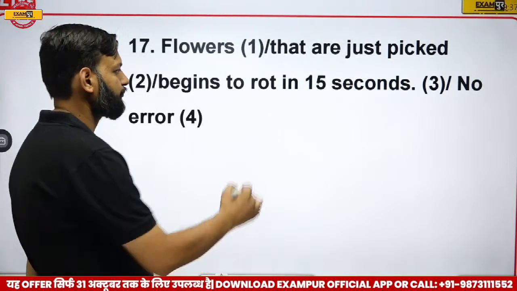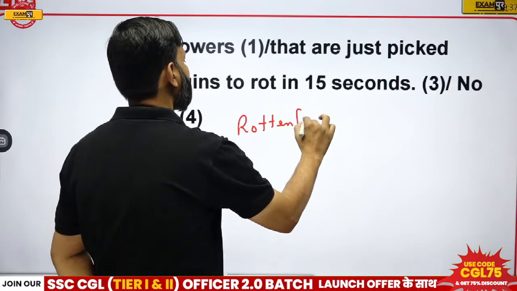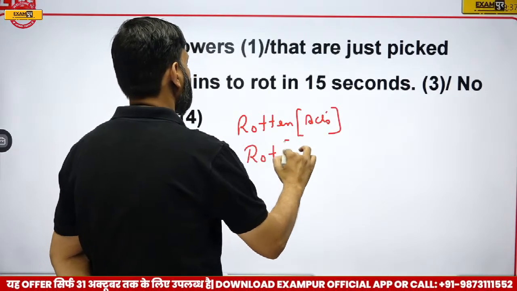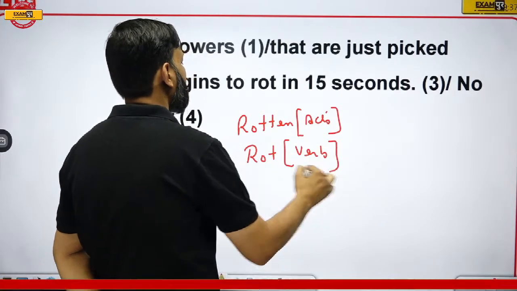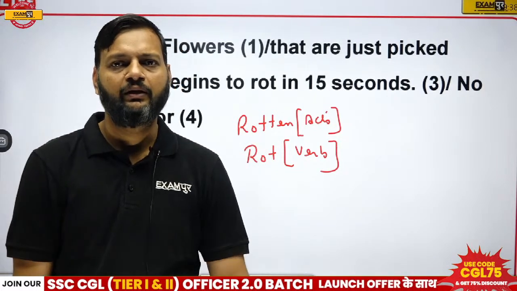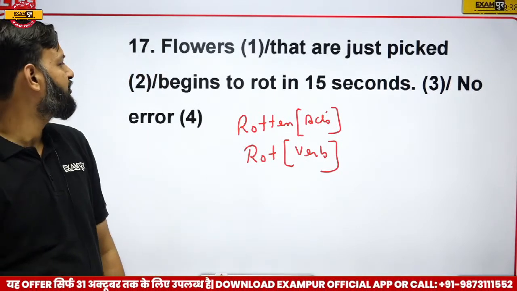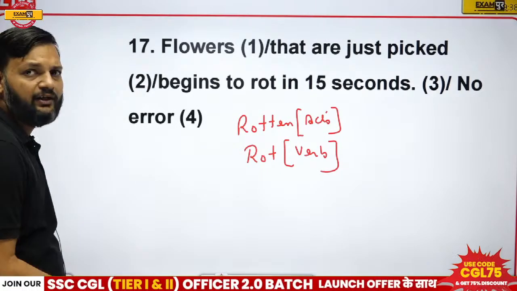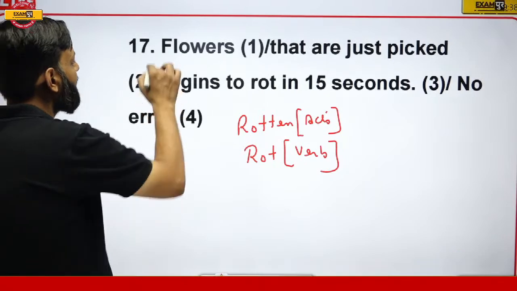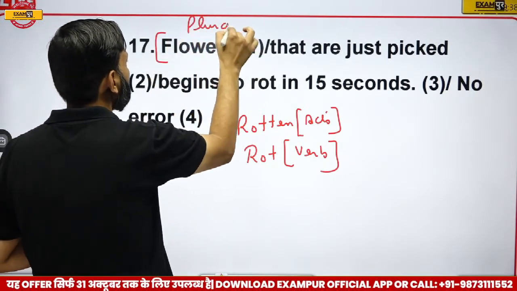See, rotten is an adjective, whereas rot is a verb. Okay, we all know the meaning of rotten. So, flowers that are just picked begins. Now the error is very simple and very obvious here. The subject is plural.